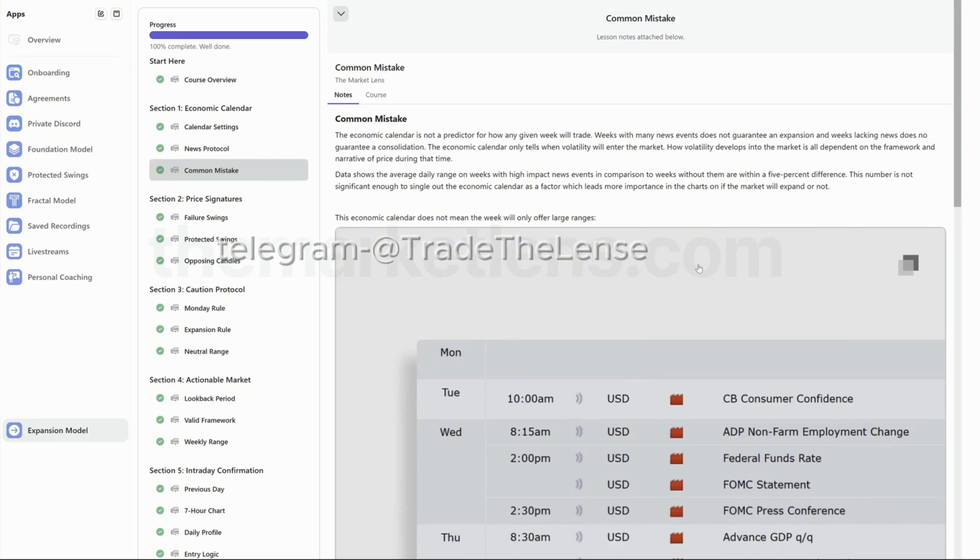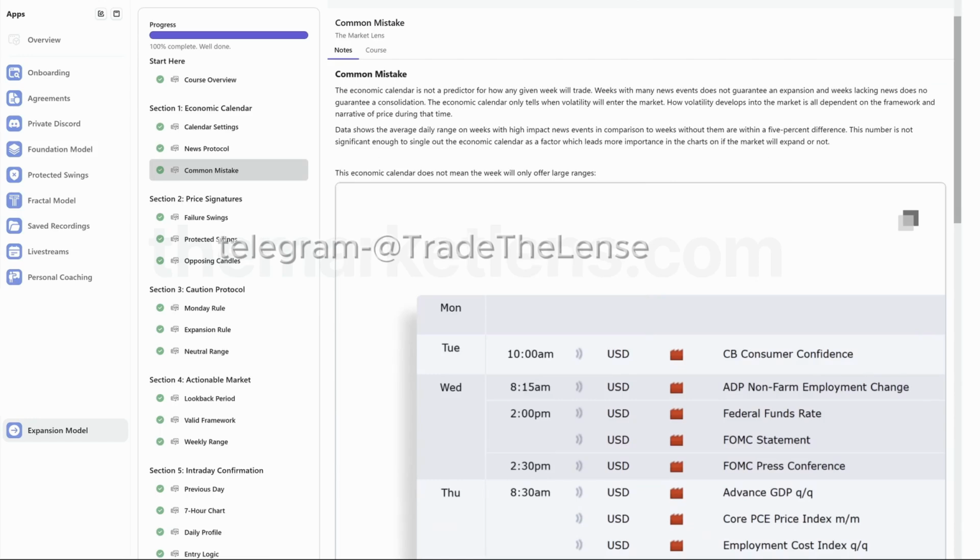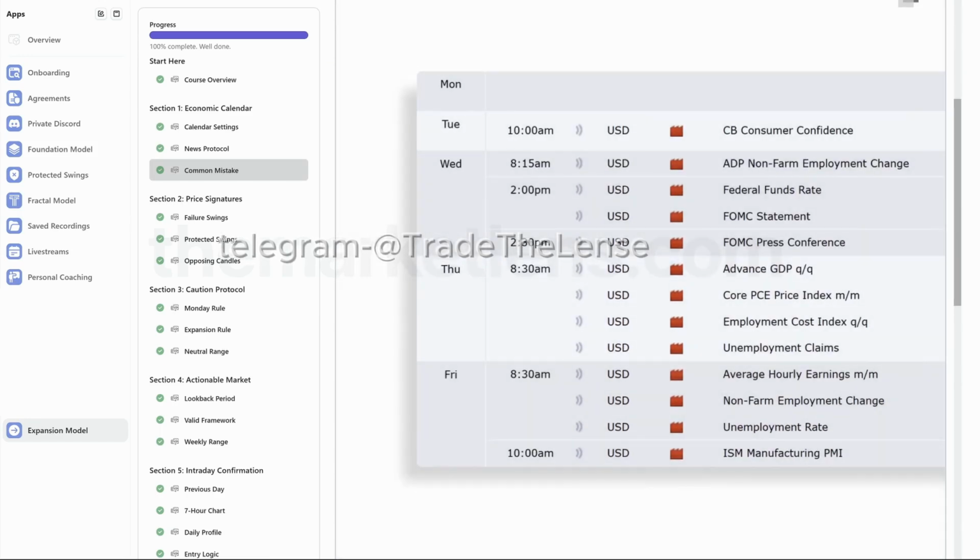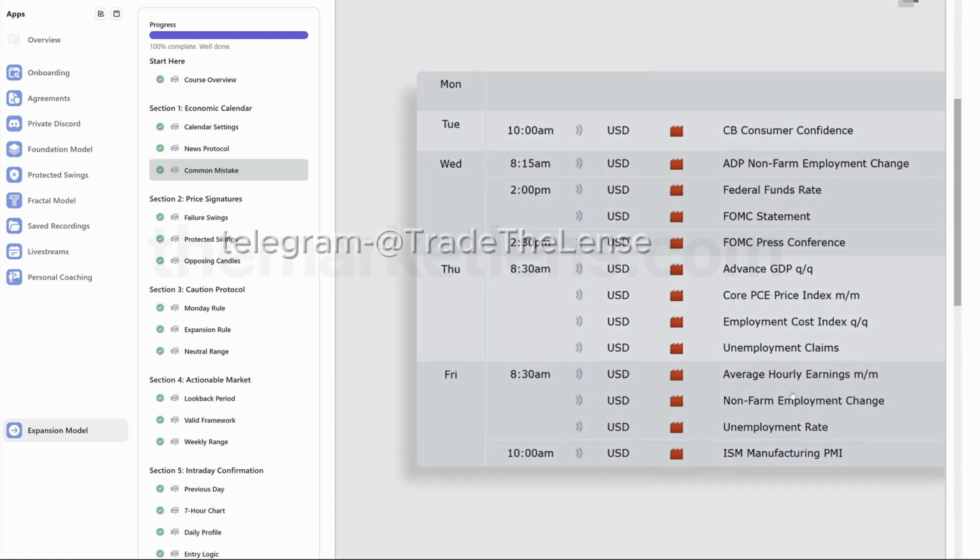A common mistake with the economic calendar or some expectation is that when we have an economic calendar that looks like this, there's news all throughout the week, and it's looking like, wow, this could make a large difference, or this week is going to be the best week of my trading career. This doesn't necessarily mean that the market is, one, going to offer great opportunity, or two, is going to make significantly large range moves every single day. That's just not the case.